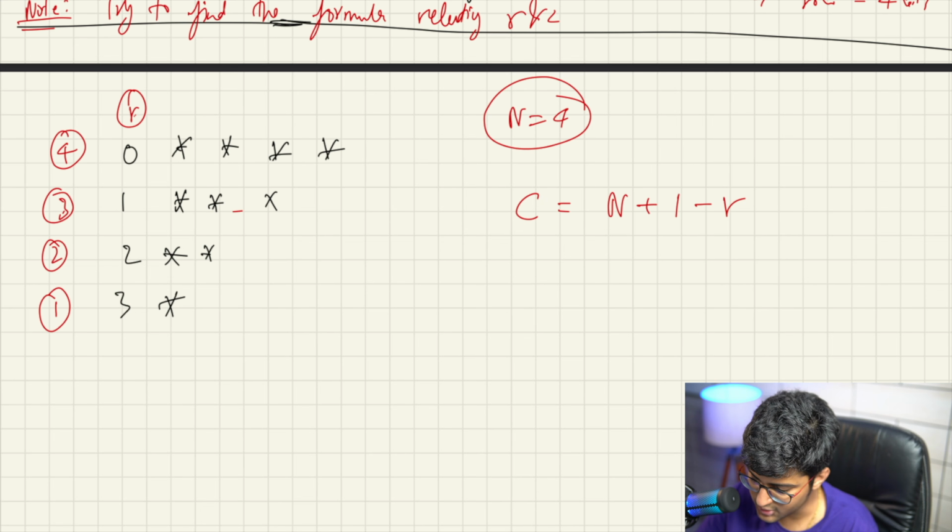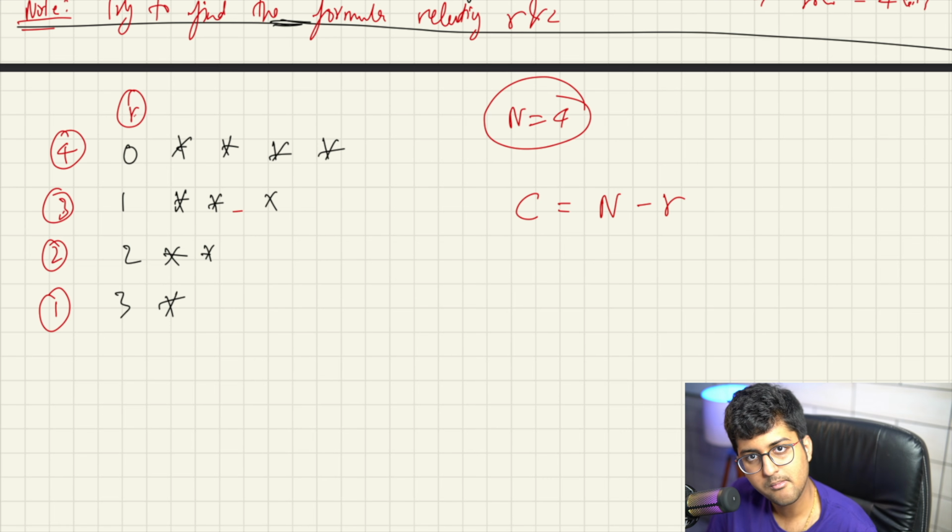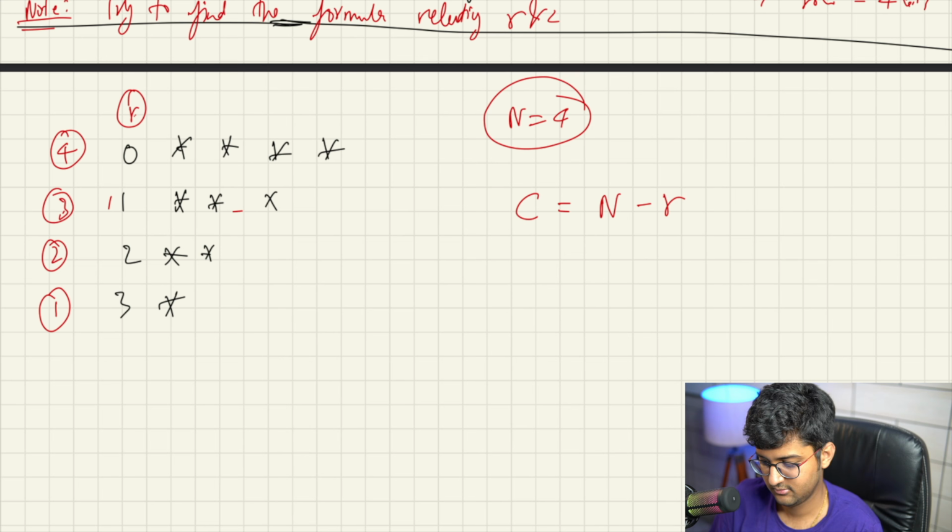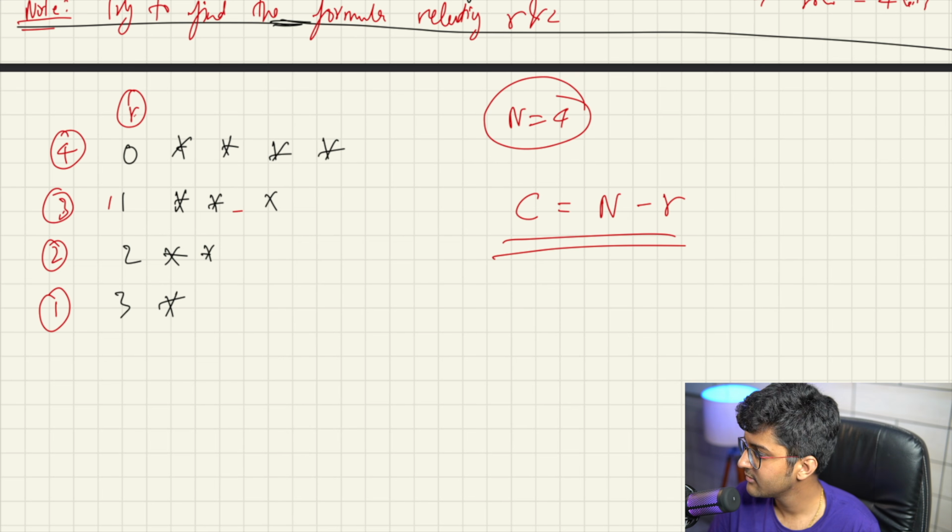Now the formula will change to n minus r. Here it was n rows, 3, 2, 1. So n minus 0, n minus 1, n minus 2, n minus 3. What is this minus 1, minus 2, minus 3? Minus 1 is equal to what? R, minus 0 r, minus 2 r, minus 3, 3 is also r. Alright, that makes sense? Cool. Let's move on to the next question.